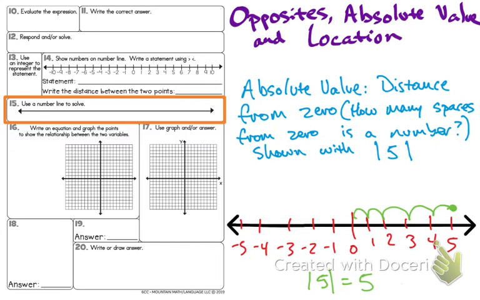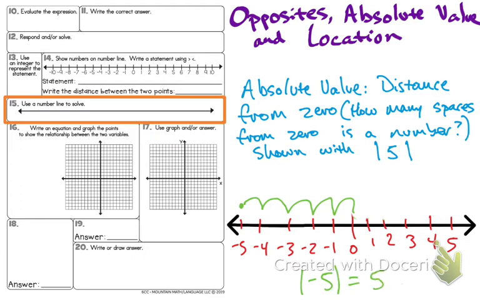Notice that we're not talking about positive spaces or negative spaces. We just want to know the total amount of spaces away from 0 that we have. That becomes really clear when we do the absolute value of negative 5. Our question remains the same. We want to know how many spaces from 0 is negative 5, and we can do this exactly the same way. We can simply count, and we would see that the absolute value of negative 5 is 5, because there are 5 spaces between negative 5 and 0.